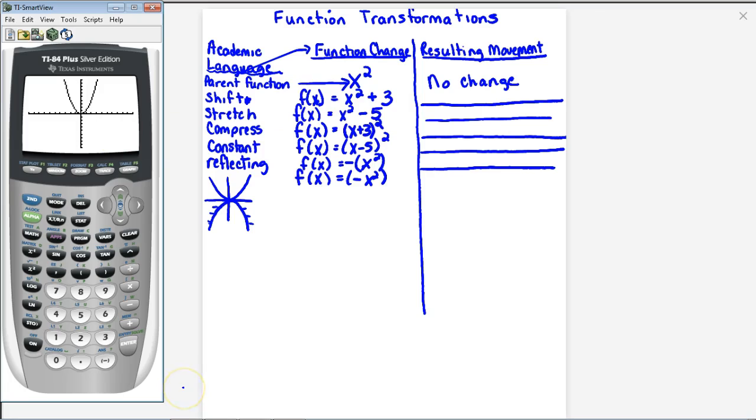Okay. And the next thing we want to do is stretch it vertically. So what does that mean? We want to stretch it. We want to make it taller and skinnier. So the way we're going to do that is multiply my parent function by a number greater than 0. So let's make this 5. Okay? And let's see what happens.